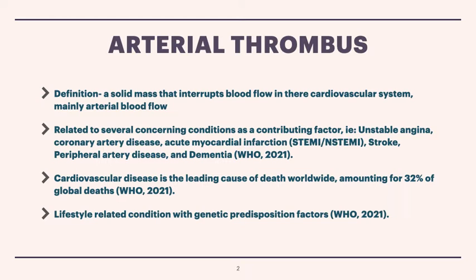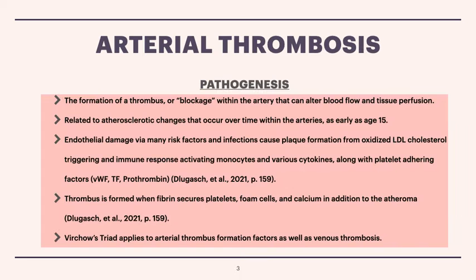According to the World Health Organization, cardiovascular disease is the leading cause of death worldwide. That accounts for 32% of global deaths. That is a very big number. But one of the things that we found is that cardiovascular disease, which is a big umbrella term for many conditions, including arterial thrombus formation, while they have genetic predispositions, are pretty much a lifestyle related disease. So this is important to know when it comes to educating our patients about risk factors and prevention. So, what is arterial thrombosis?